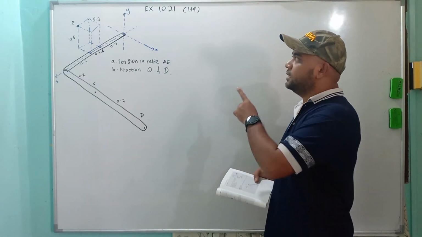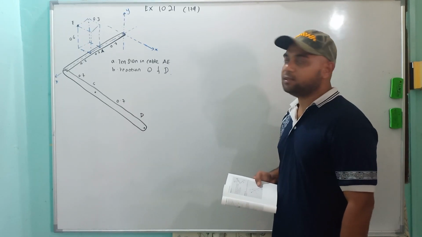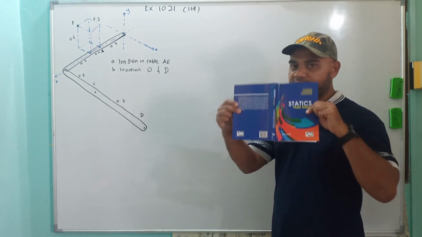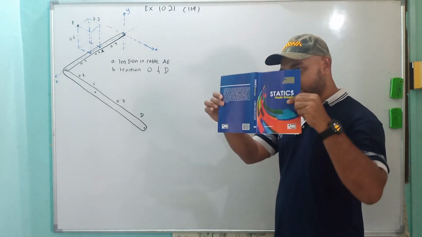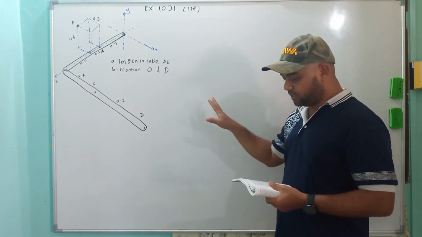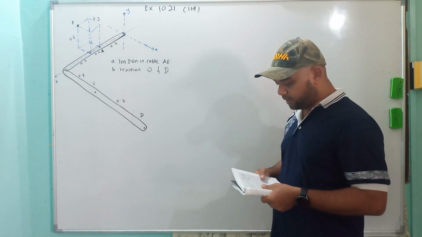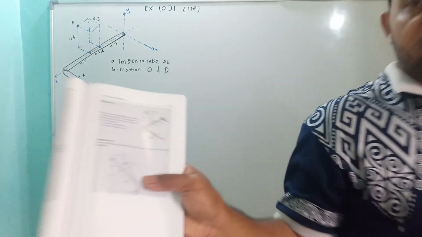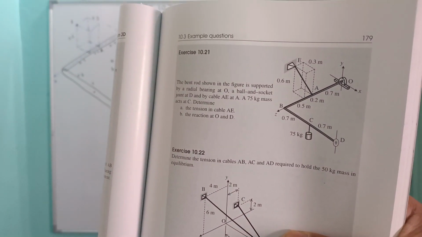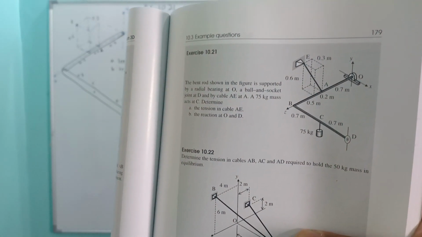Today we will discuss this exercise, which is exercise 10.21, page 179 from the book Statics Made Simple. I will not draw the original figure here. For the question, I will just go directly to draw the free body diagram. You might want to clear on this figure. You can come back to this figure later on to see what is there.